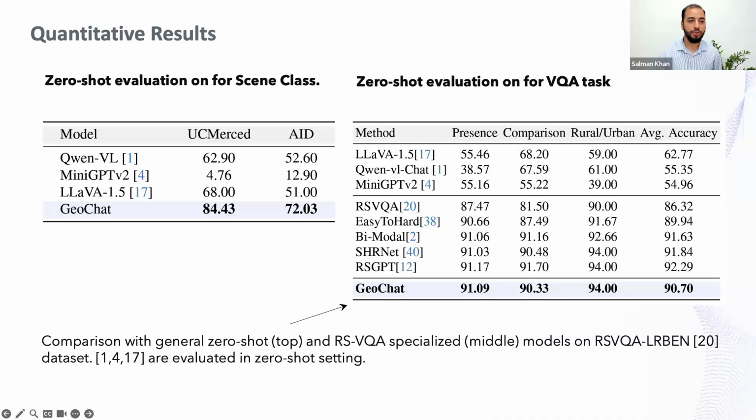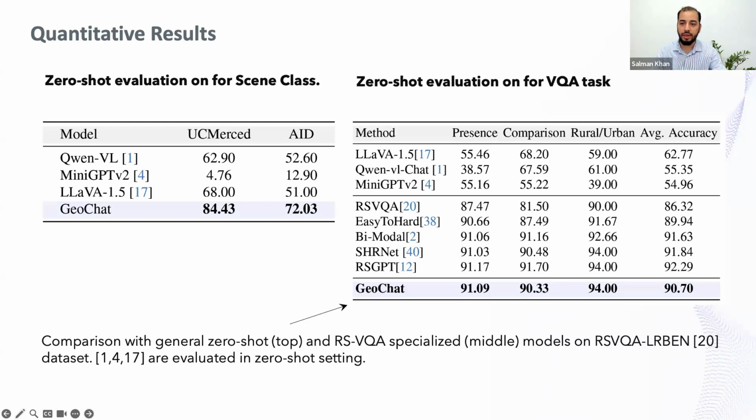Based on this, we also do comprehensive quantitative evaluation across a number of datasets. On the left, we are evaluating this model, which is trained using this instruction data pipeline, in a zero-shot manner for scene classification datasets. We compare with several other vision language models, which are generic and not specifically developed for remote sensing imagery, and we noticed considerable gains on these datasets compared to the generic approaches.